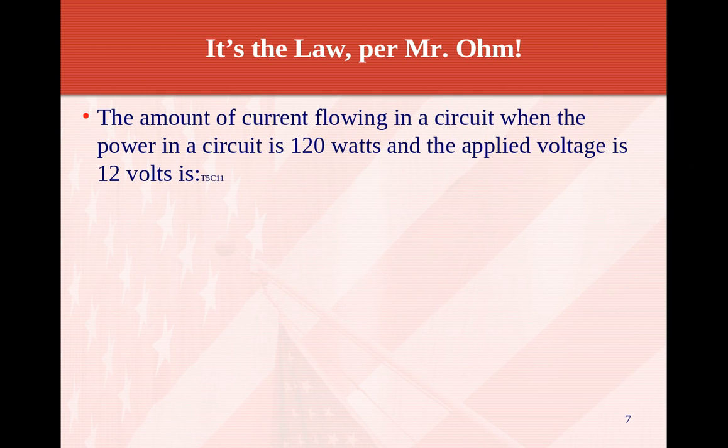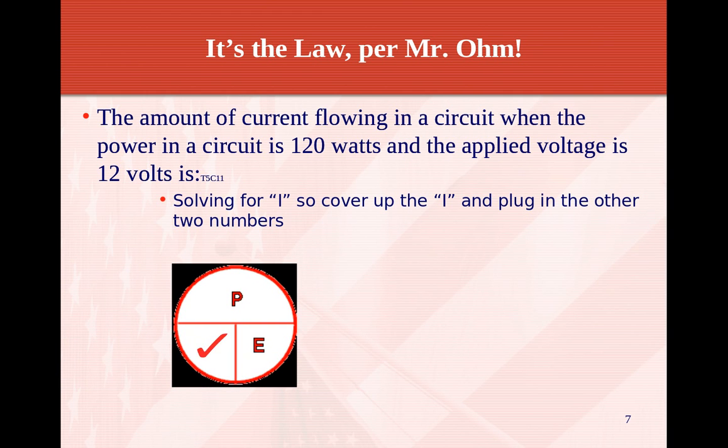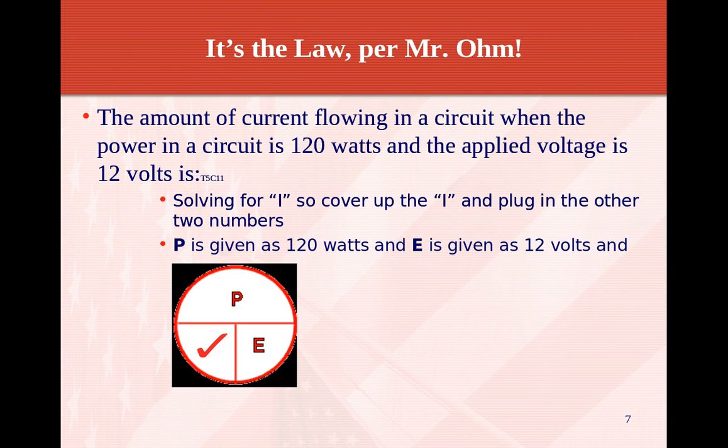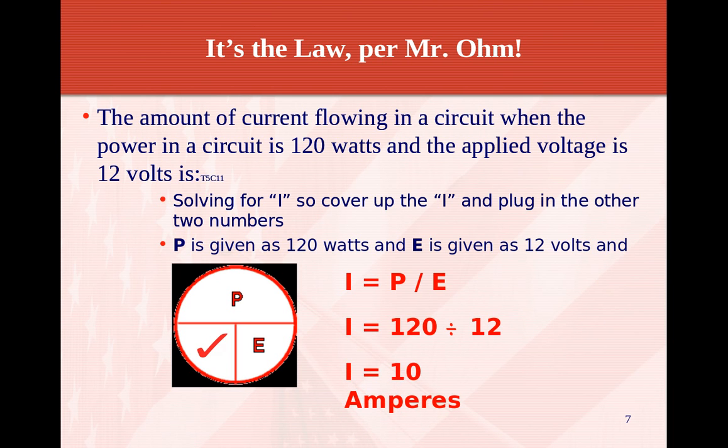The amount of current flowing in the circuit when the power in the circuit is 120 watts and the applied voltage is 12 volts. So we want to solve for I, so we go ahead and cover up I, so it's P divided by E. P is given as 120 watts, E is given as 12 volts, so I is equal to P over E, which is 120 divided by 12, which gives us 10 amps.